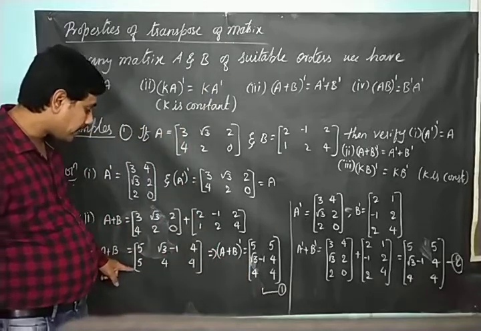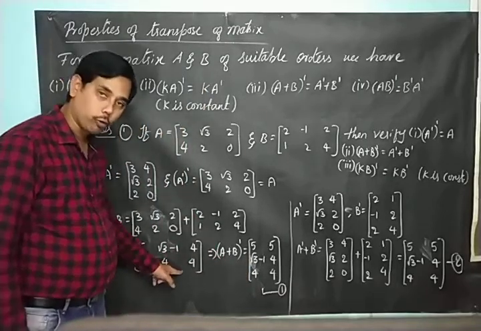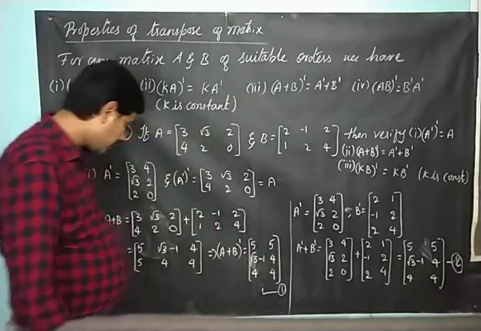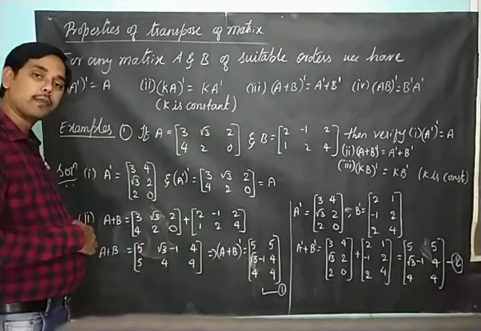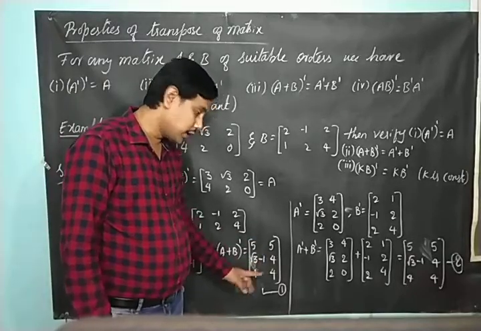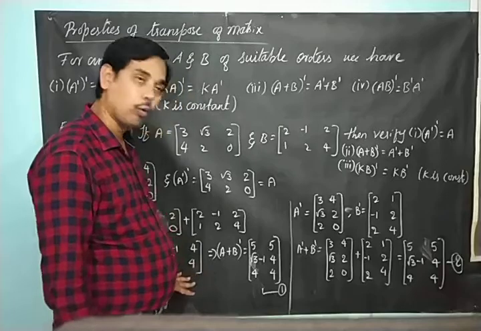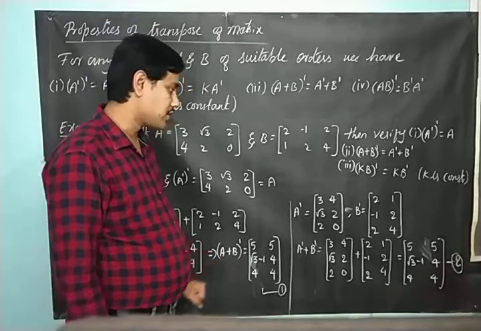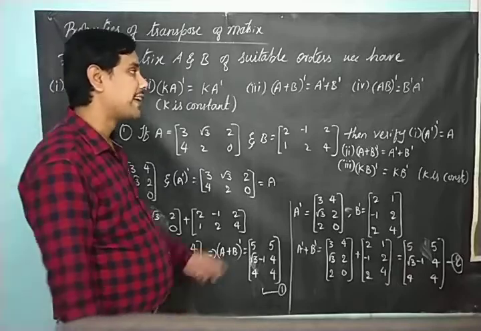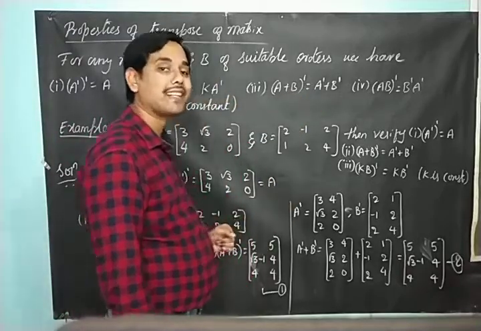What is the second row here? 5 4 4. So that becomes the second column, 5 4 4. So what is the value of A plus B whole transpose? That is 5, root 3 minus 1, 4, 4, 4. This is A plus B whole transpose. Mark it as equation 1. So this is the LHS part. Now we need to find the RHS part and prove that they are the same.